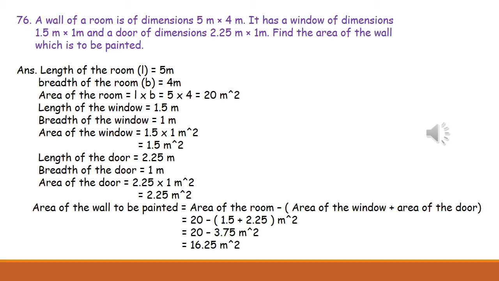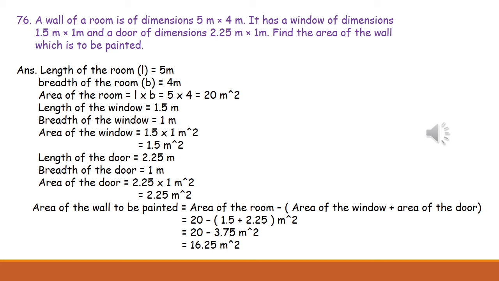Length of the window is 1.5 meter, breadth of the window is 1 meter. So area of the window will be 1.5 into 1, that is 1.5 meter square. Similarly, length of the door is equal to 2.25 meter, breadth of the door is 1 meter. So area of the door will be 2.25 into 1, that is 2.25 meter square.